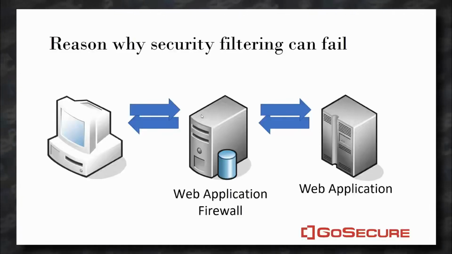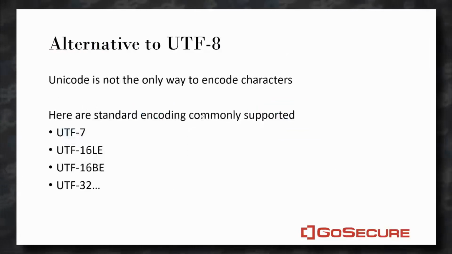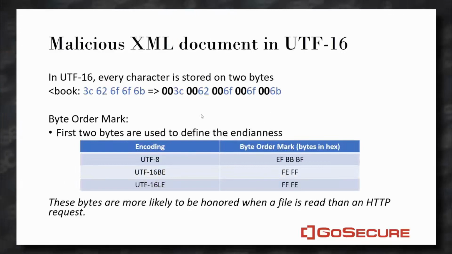So a WAF is a system in between your client and your web application or your system. The idea is that we encode in a way so that the firewall that is looking for specific strings will not see the malicious pattern, and the payload reaches the web application. UTF-8 is pretty common, but Unicode defines a few other encodings that might be supported on your system. One interesting one is UTF-16.